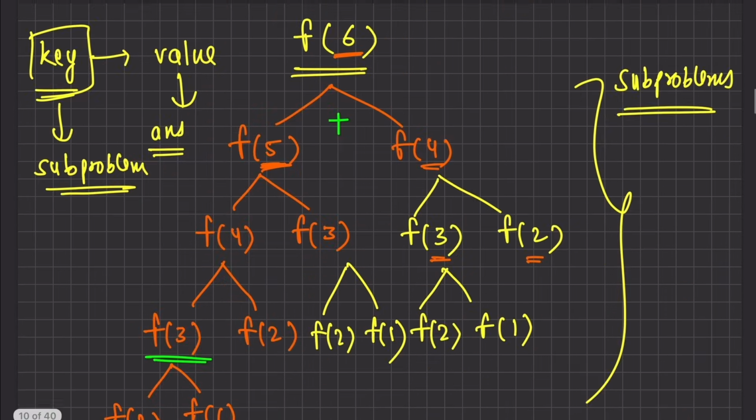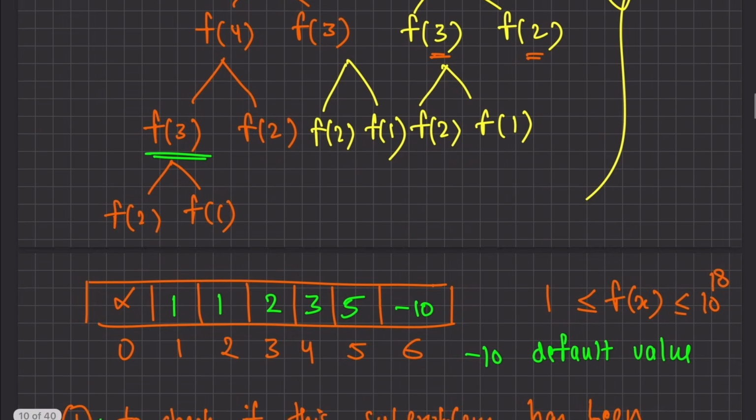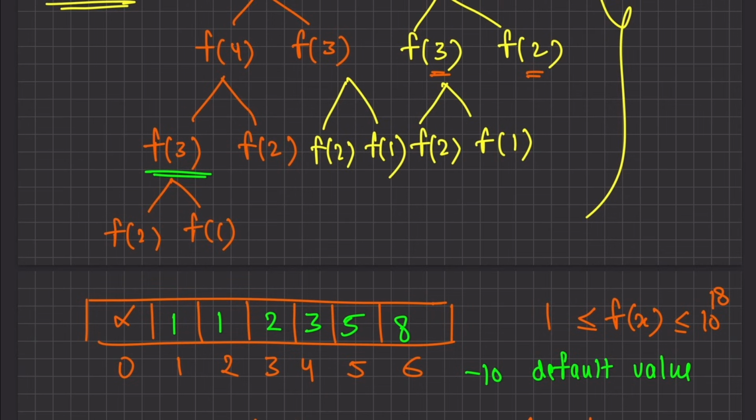Okay, and similarly you can get f of 6 by looking at f of 5 and f of 4. Again, you will not be calculating f of 4 again. You will not go down because you already have the answer for f of 4. So you'll just add them up and you'll get your answer for f of 6. Got it? So this is how it entirely works.